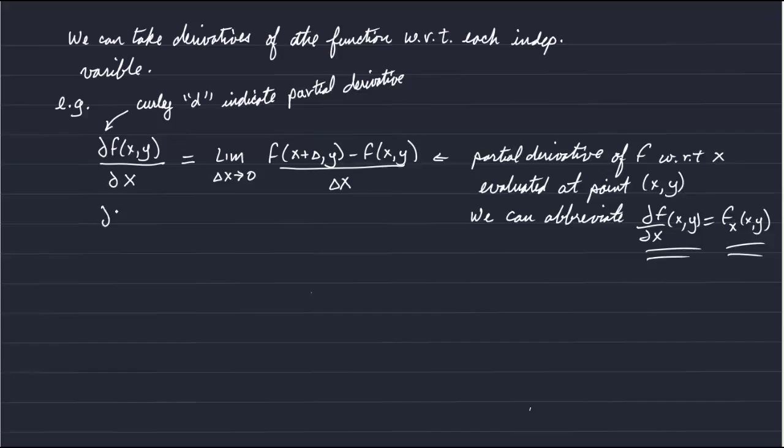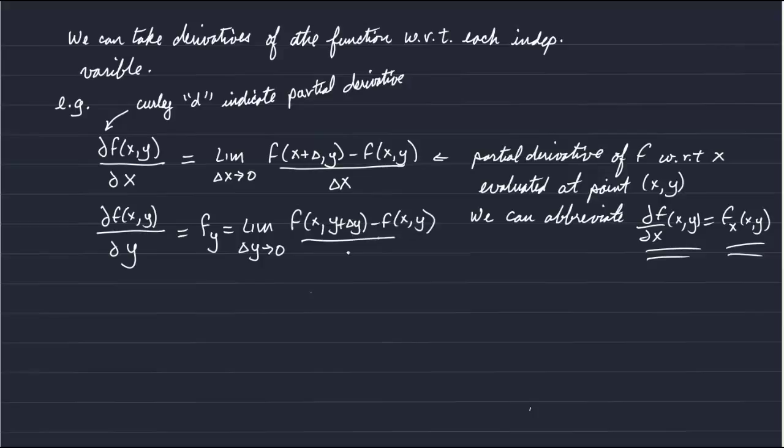Likewise, we can take the partial of f evaluated at x and y with respect to y. The partial derivative with respect to y evaluated at point x and y. And we can also write that as f sub y. And that's equal to the limit as delta y goes to 0 of f evaluated at point x and y plus delta y, minus f evaluated at point x and y, divided by delta y. And again, that's the limit as delta y goes to 0.